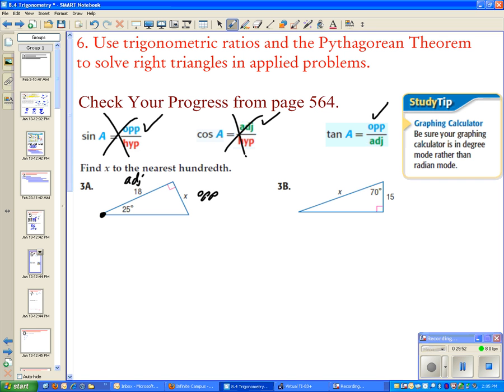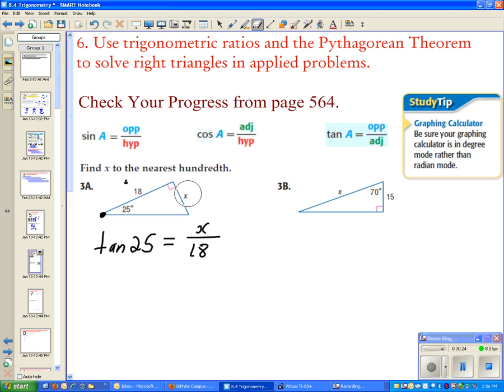So guess which one I'm using? Tangent. Not because it's my favorite, not for any preference, simply because I need to know the opposite leg, and I already know the adjacent leg. Opposite and adjacent, that's tangent. So, the tangent of 25 equals opposite x over adjacent, 18. That is not the answer. That is the equation. I know how to solve that equation, and you're about to.